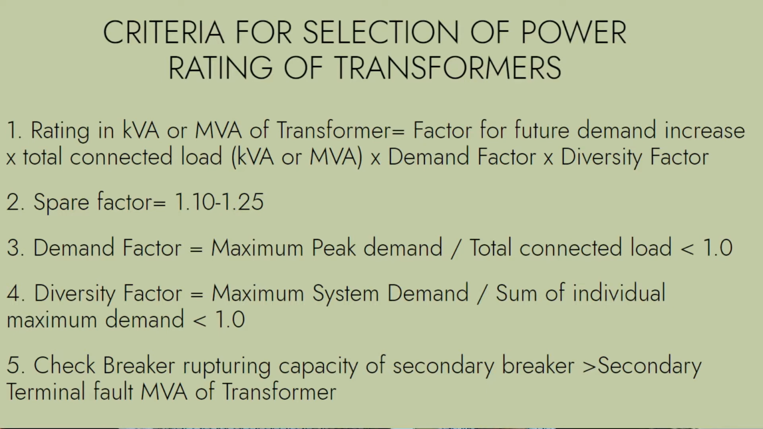Demand factor is defined as the maximum peak demand that may come on the system divided by the total connected load. This will always be less than 1. Diversity factor means the total peak demand that may come on the transformer divided by the sum of the individual peaks of each feeder or each load, and that also will be less than 1.